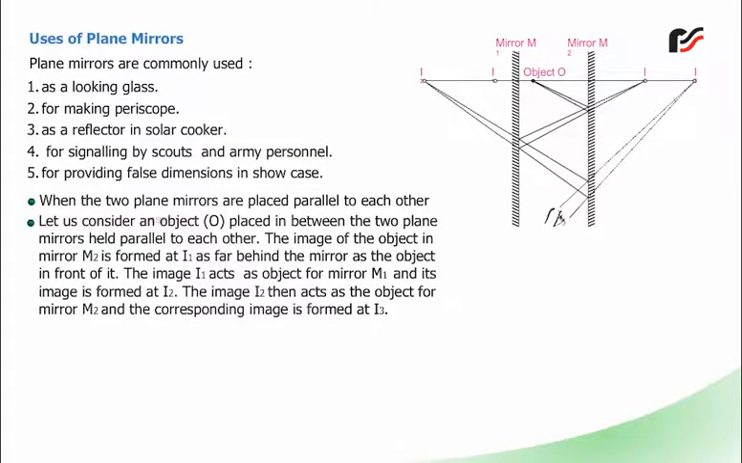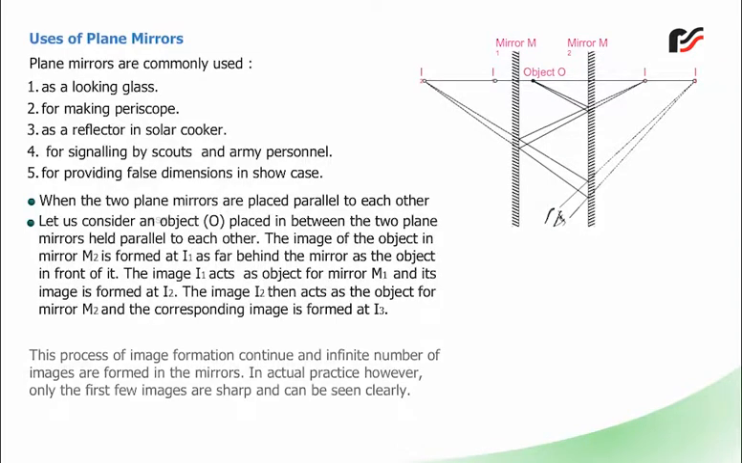When the two plane mirrors are placed parallel to each other, let us consider an object O placed in between the two plane mirrors held parallel to each other. The image of the object in mirror M2 is formed at I1, as far behind the mirror as the object is in front of it. The image I1 acts as object for mirror M1 and its image is formed at I2. The image I2 then acts as the object for mirror M2 and the corresponding image is formed at I3. This process of image formation continues and an infinite number of images are formed in the mirrors. In actual practice, however, only the first few images are sharp and can be seen clearly.